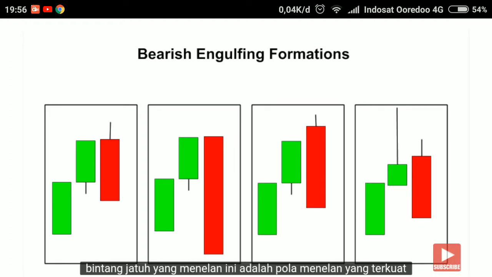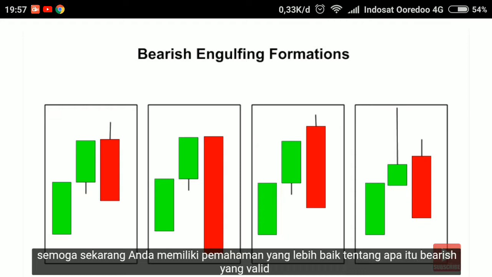The last one is a shooting star engulfing. This is the strongest bearish engulfing pattern because we have a double confirmation that the market is about to change direction. The shooting star itself is a reversal candle, and since we have as well an engulfing candle, this is the best formation you can find. I drew these examples in order of strength. The first one was the weakest one, and the fourth one is the strongest one.